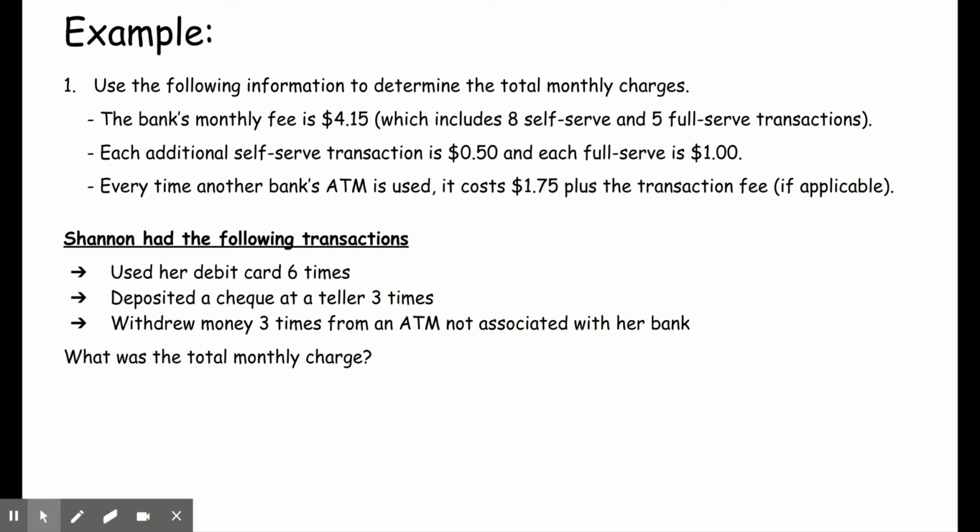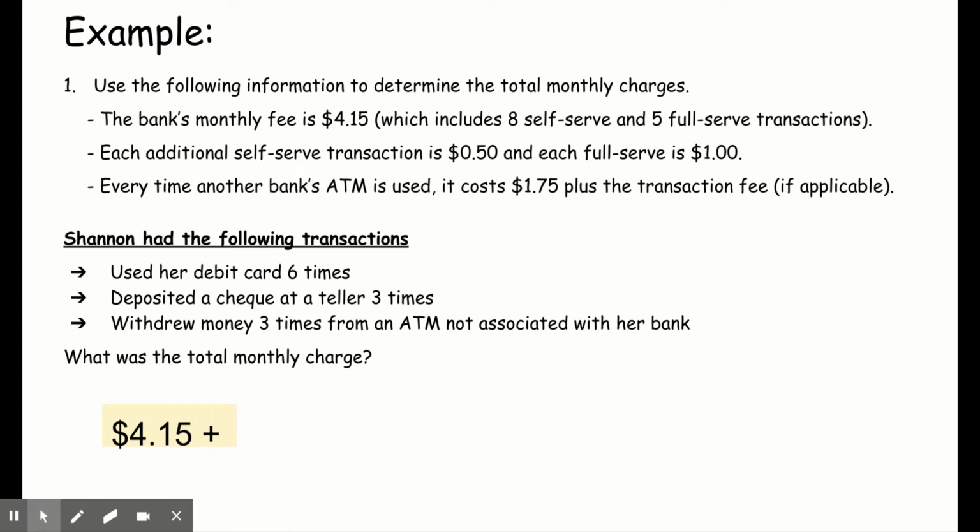So Shannon had the following transactions. She used her debit card 6 times, deposited a check at a teller 3 times, and withdrew money 3 times from an ATM not associated with her bank. So what was her total monthly charge? Well, the first thing is she's going to get charged the $4.15. Since she used her debit card 6 times, and also withdrew 3 times from an ATM, that's 6 plus 3, that's 9 times.